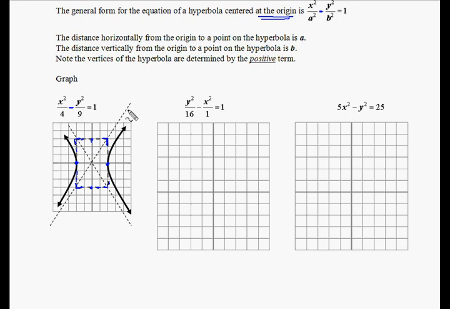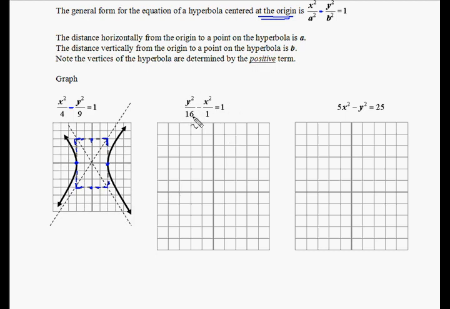Then you still have to figure out who gets the wings. Did the wings go up here or are they going here on the side? And it all depends on which one's positive. And since our x is positive, we went to the end of our box for the x-axis and we attached on the wings. Let's try and do that again with this equation.